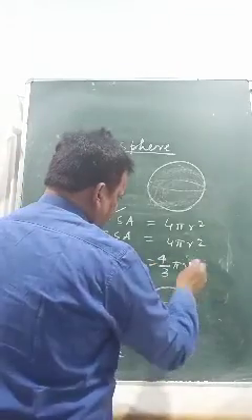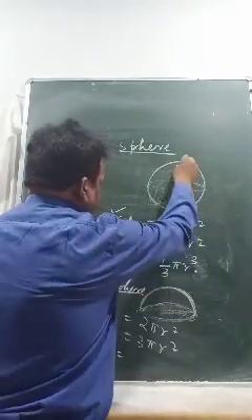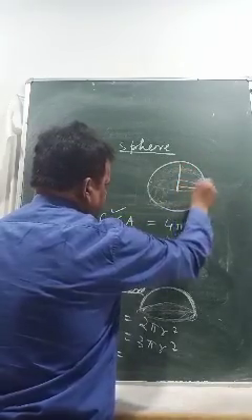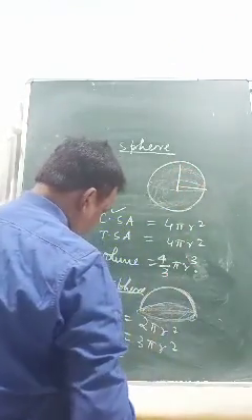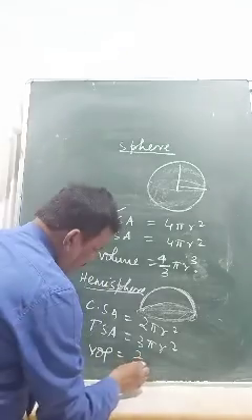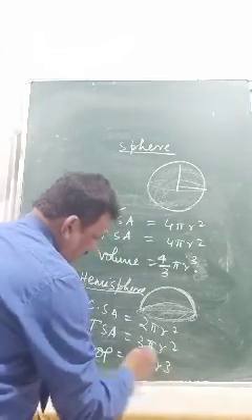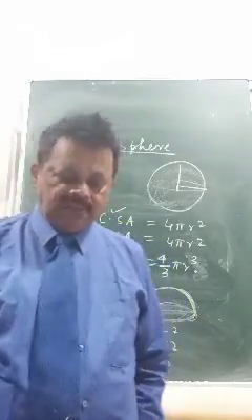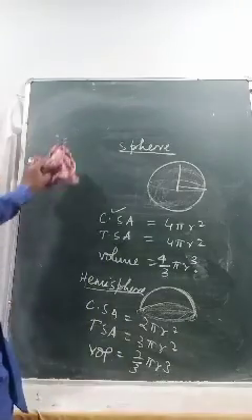I have made a mistake here. There is no height. Radius and height are both the same. 4 by 3 pi r cube. This is 2 by 3 pi r cube. So you have to remember this formula. So we'll start a problem based on this.